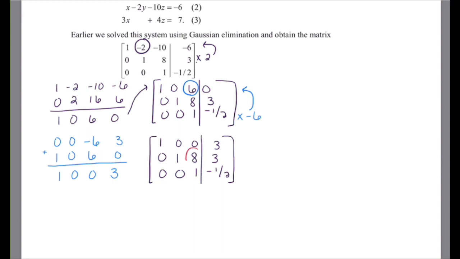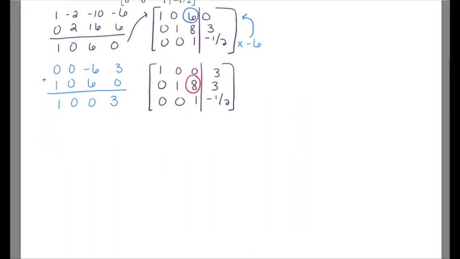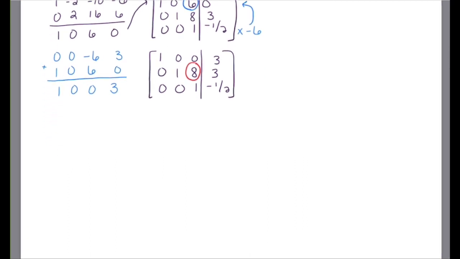The last part I need is this 8 to become a 0. So again, I'm going to multiply this bottom one by negative 8 and add it to the middle row. I'll have 0, 0, negative 8, 4. And my middle row stays the same. Now we'll add them together. We'll have 0, 1, 0, 7.